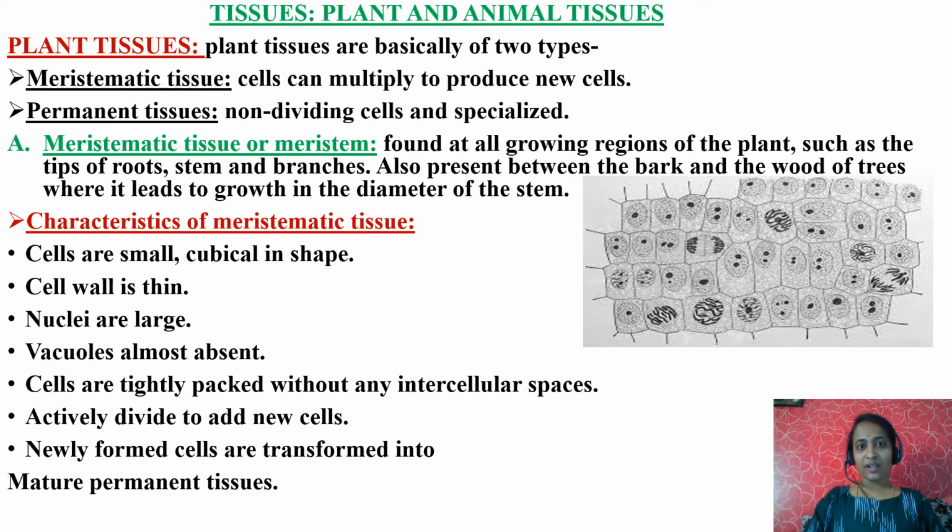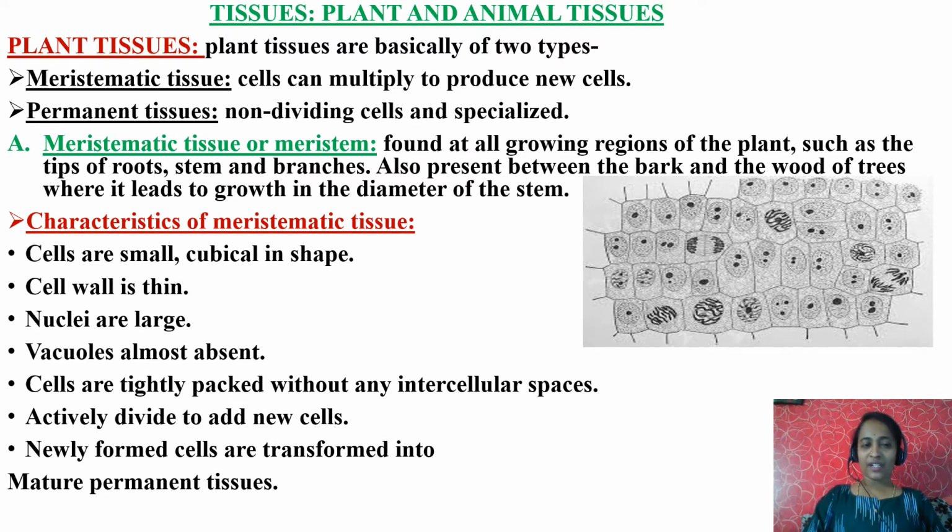Plant tissues are basically classified into two types, meristematic tissues and permanent tissues. What is meant by meristematic tissue? The cells can multiply to produce new cells. As I told you, a tissue is made by cells. Here the cells which come under meristematic tissue have a capability to divide so that they can multiply. Cell division takes place in meristematic cells or tissues.